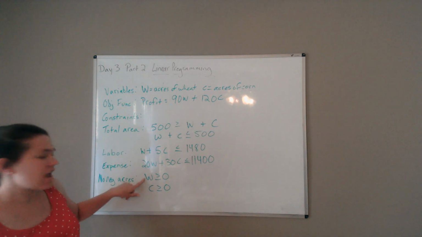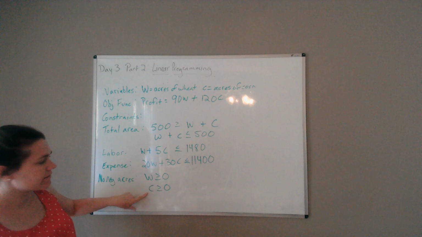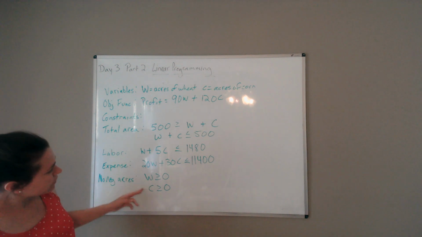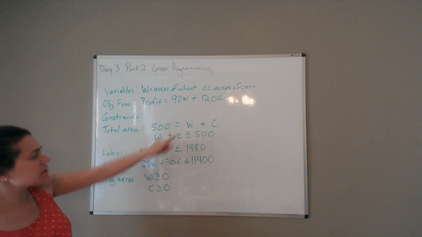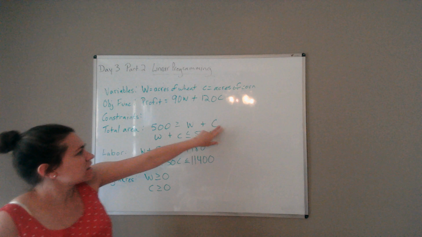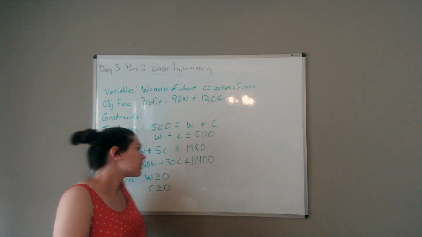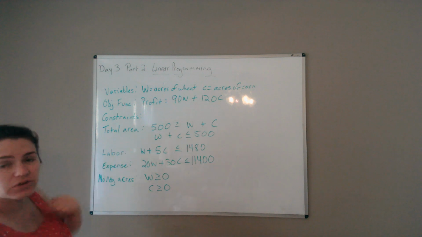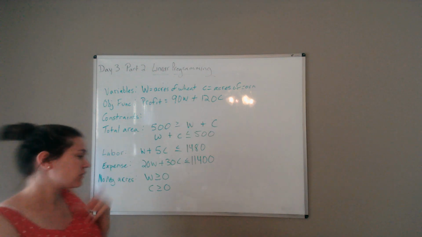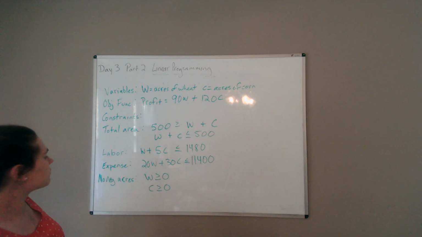You can't have a negative amount of wheat acres, and you can't have a negative amount of corn acres. Now, why do we have to put these in play? Well, because if this was negative, like -2, this can then be 502, which you can't have, okay? Because that would still be equal to 500, but that doesn't make any sense. So you can't have a negative number of wheat acres, and you can't have a negative number of acres of corn.